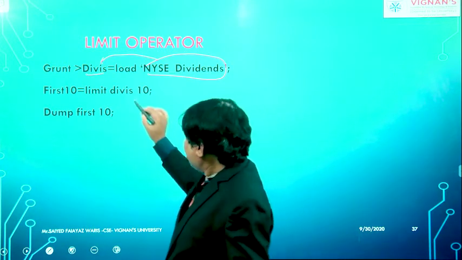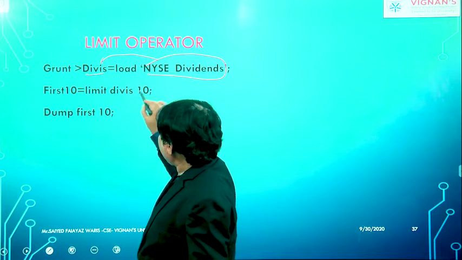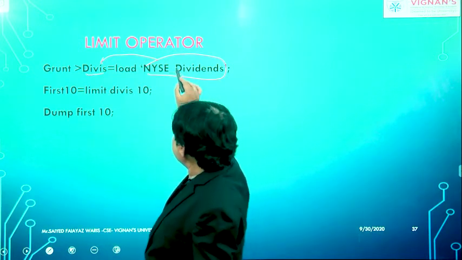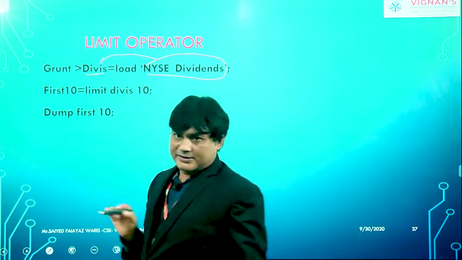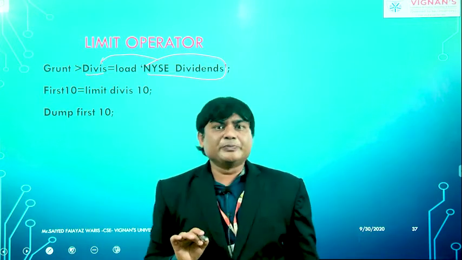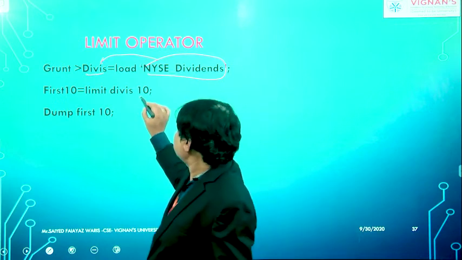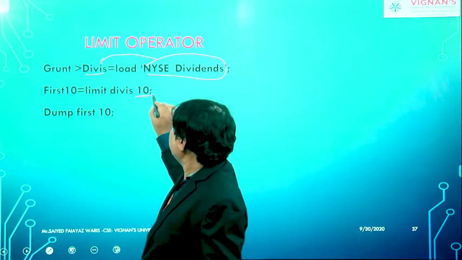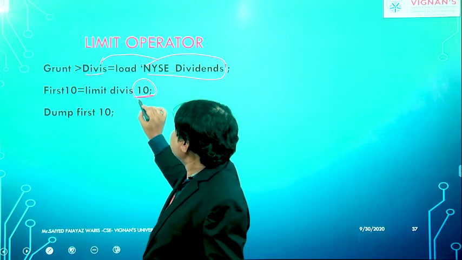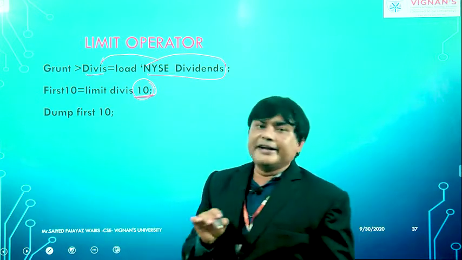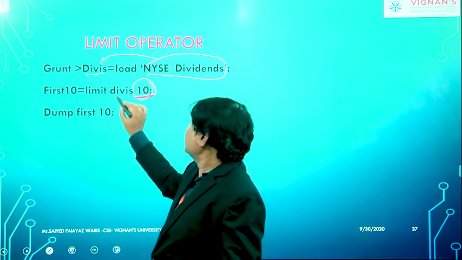Now, what does limit division 10 mean? Whatever information is available in this division relation, it will display only 10 records. Because you are giving limit 10. Limit division 10 means it is going to display only 10 records from the relation division.